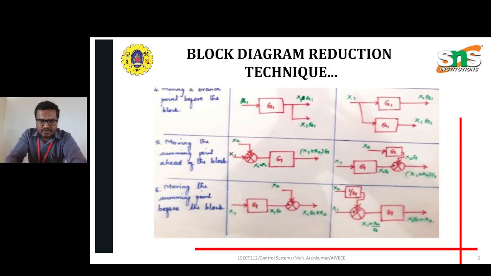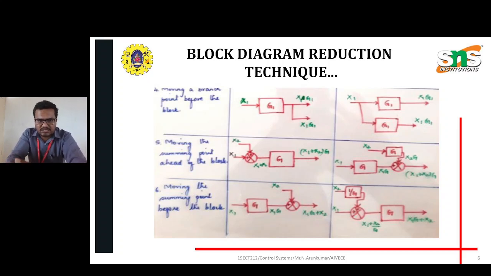And next one is moving the summing point ahead of the block. The summing point is plus and minus, and ahead of the block G. The summing point can be moved towards the block. After that it can be added G, because it is forwarded from block Z only. So automatically the additional point Z1 can be added in the summing point.